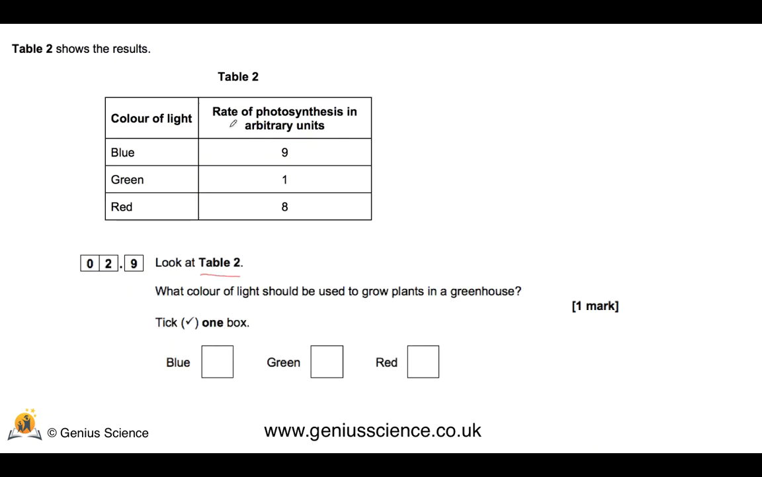Question 2.9. Looking at table 2, again, our results from the practical, where we were changing the color of light, looking at the rate of photosynthesis. And the question is asking what color of light should be used to grow plants in a greenhouse. And we've got to tick one box. And if you're growing plants in a greenhouse, you want the fastest rate of photosynthesis possible. So therefore it is blue.